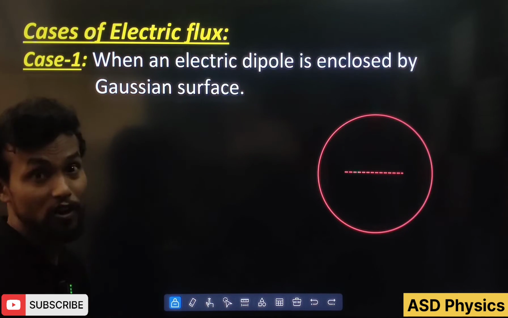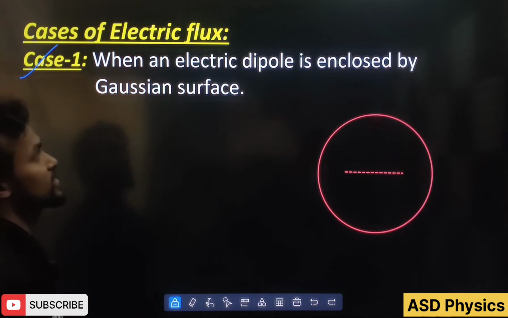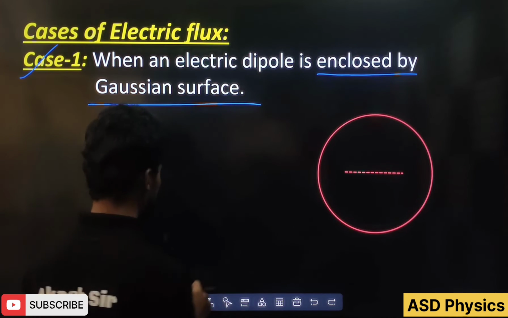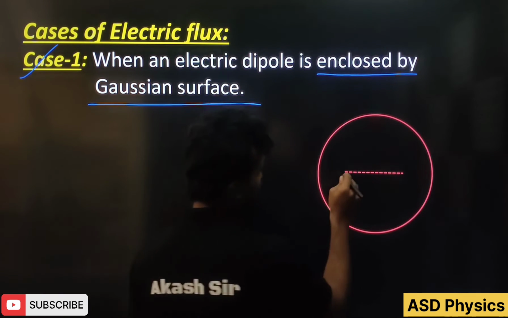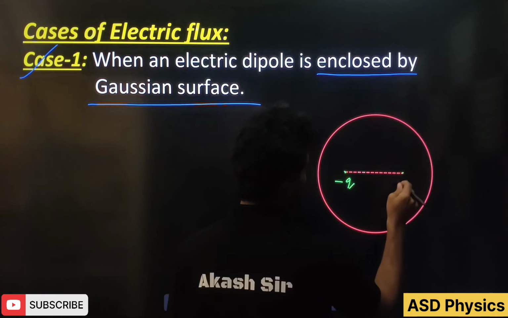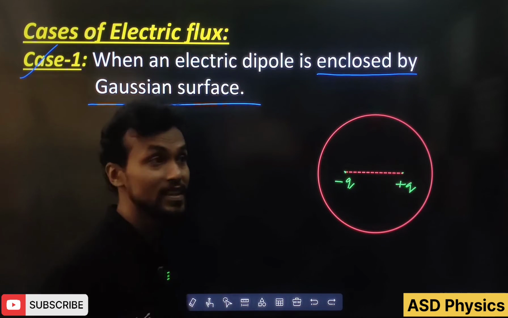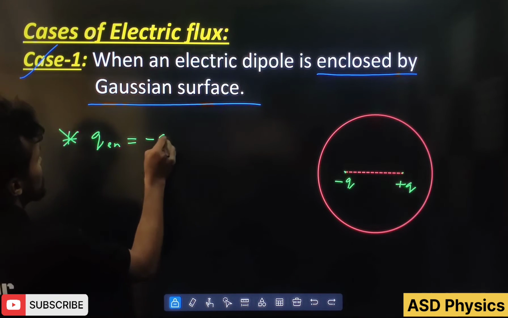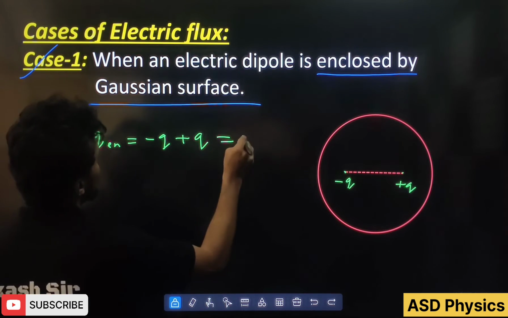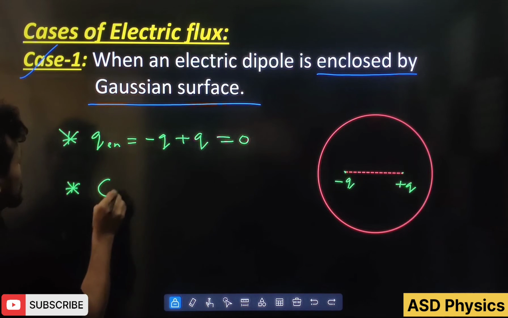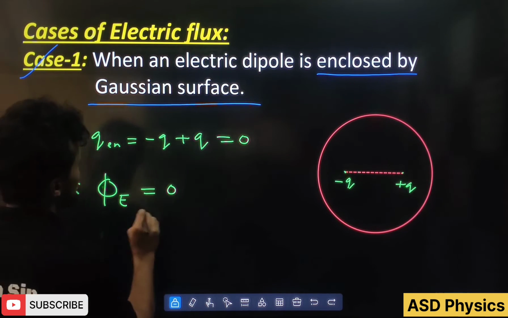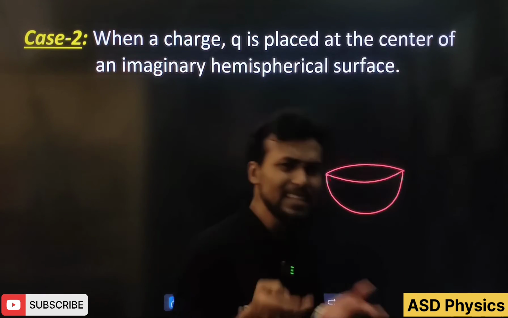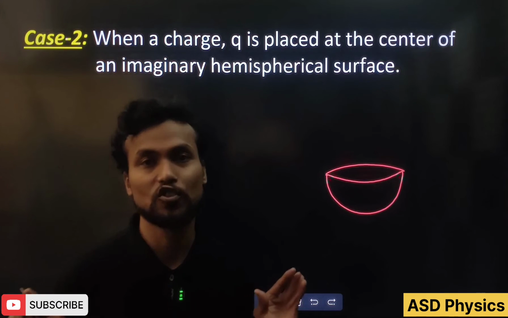We are going to see the cases of the electric flux here. First case, see please: when an electric dipole is enclosed by the Gaussian surface. And you know very well what the electric dipole is. Electric dipole means here minus Q, here plus Q. Net charge, how much? Net charge 0. So here, students, the enclosed charge, minus Q plus Q, is how much? 0. That means in this situation flux will be how much? 0. Very easy. Okay, if the sum of the charges, whether a dipole or any charges, is 0, flux is going to be 0 here.